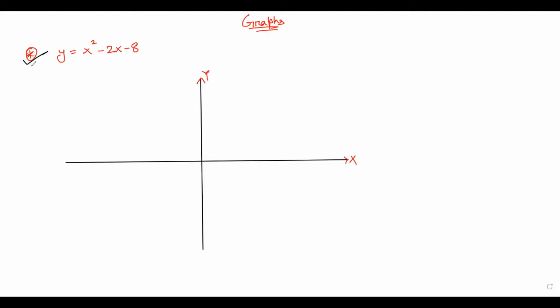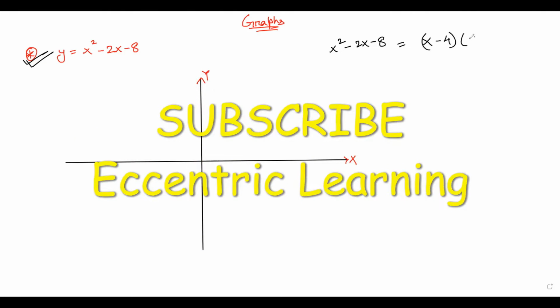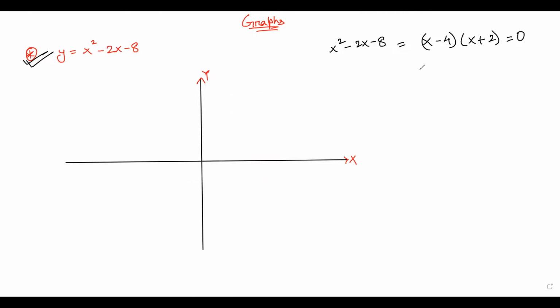Let us consider one more example, y equals x squared minus 2x minus 8, and let us try to plot the graph of this quadratic function. Again, if we factorize x squared minus 2x minus 8, the two factors would be x minus 4 and x plus 2. If we equate these to 0, the two roots would be minus 2 and plus 4. So the curve would be crossing the x-axis at x equal to minus 2, somewhere here, and at x equal to 4, somewhere here.